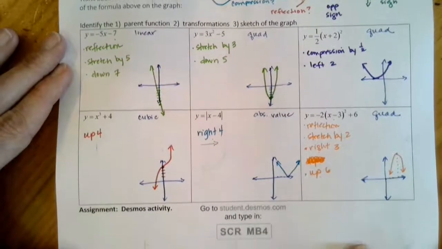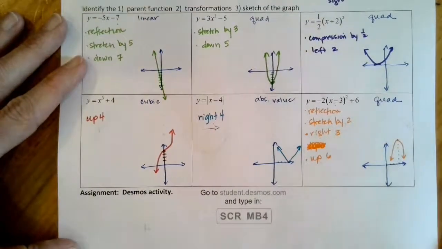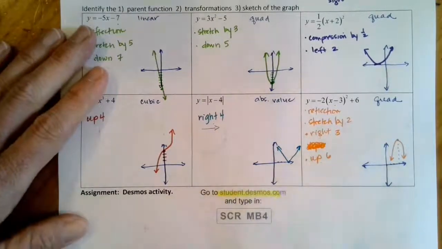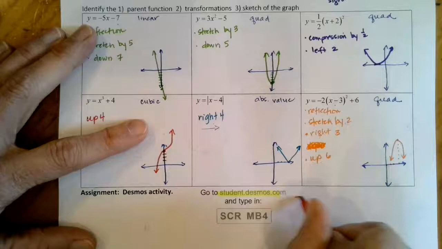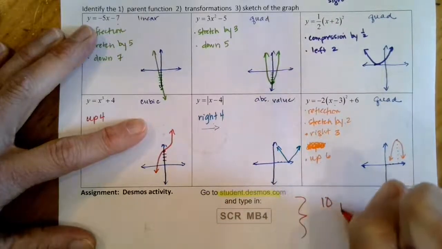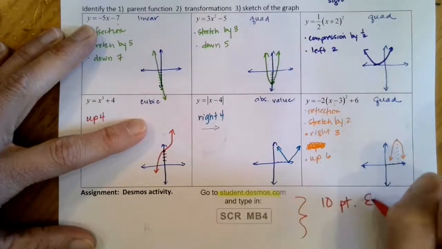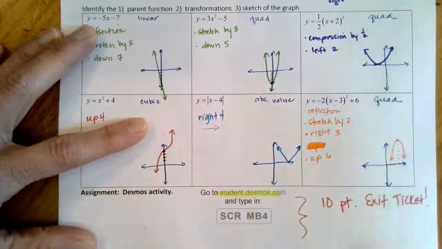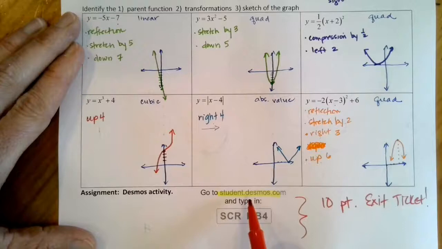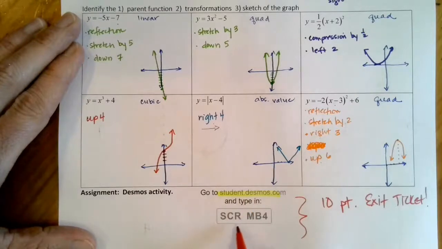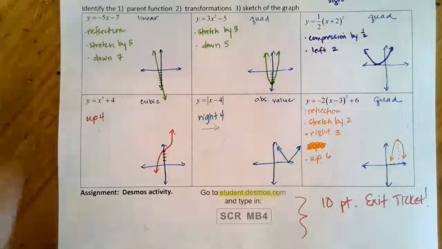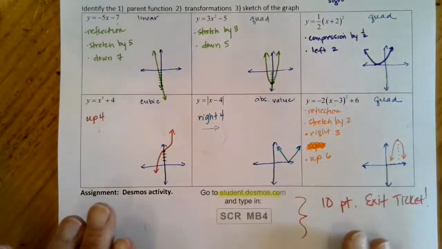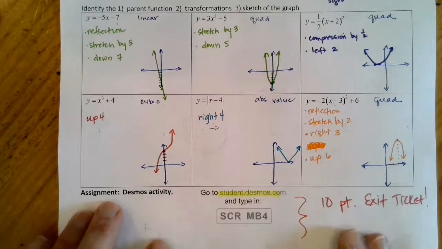Okay, so here's what I want you to do. I want you to go to student.desmos.com, and this is your exit ticket for this lesson. So here's your 10-point exit ticket. I want you to go to student.desmos.com, and I want you to type in SCR MB4, and it's pretty cool. It talks about these transformations of graphs and how we move them all around.